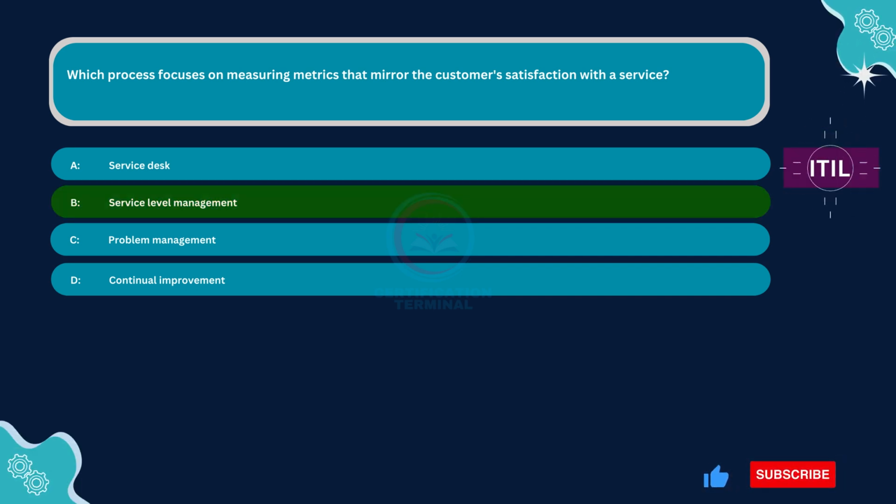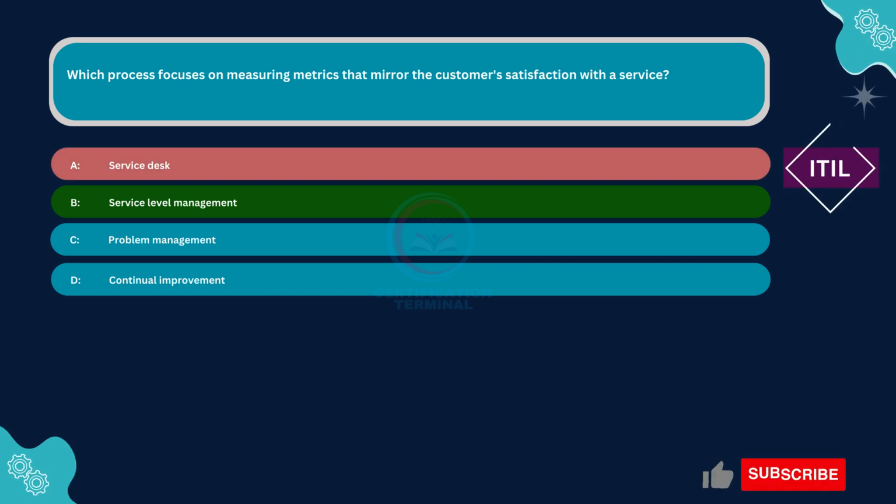Service level management is responsible for defining, negotiating, and monitoring service level agreements, SLAs, with customers. It ensures that services meet agreed upon levels of quality and performance, which directly impacts customer satisfaction. Service level management focuses on measuring metrics that reflect the customer's satisfaction with the service, such as service availability, responsiveness, and reliability. Option A, service desk, is incorrect.